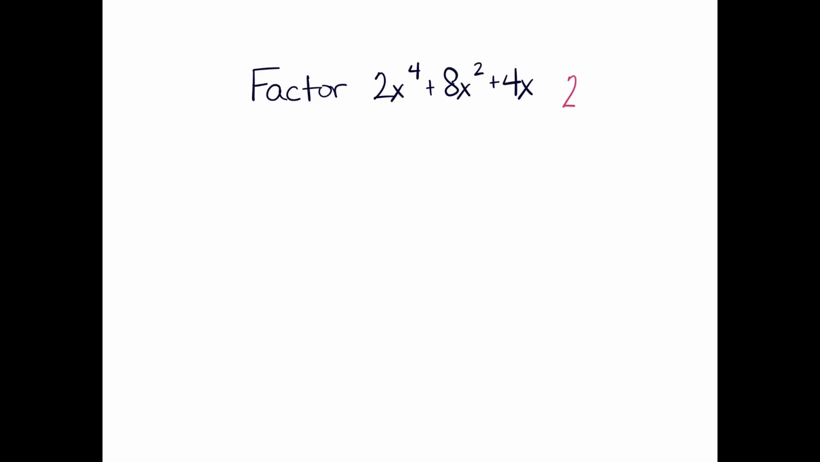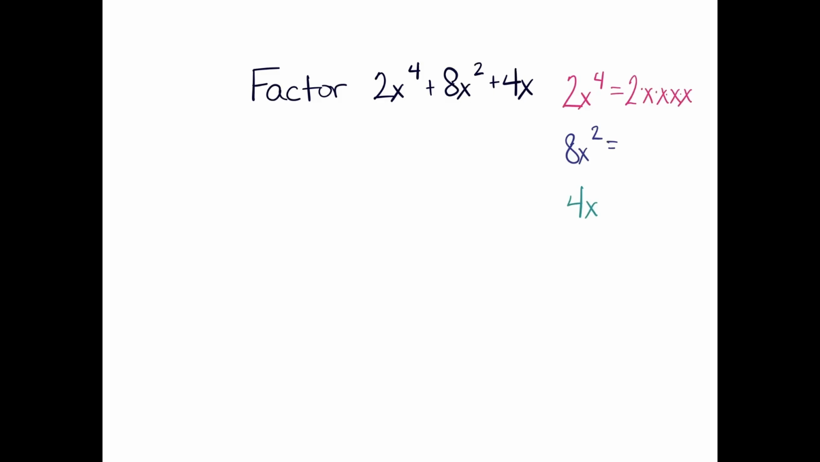So I have the term 2x to the fourth. I have the term 8x squared. And I have the term 4x. I'm going to think about each of these terms and about factoring each term separately so that I have all of the, as prime as I can get it, factors of each term. So 2x to the fourth is 2 times x times x times x times x.